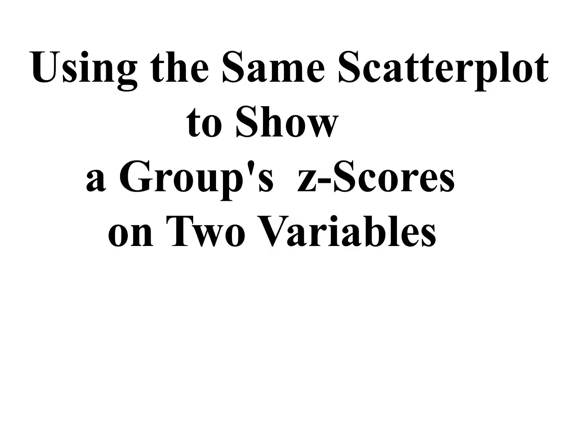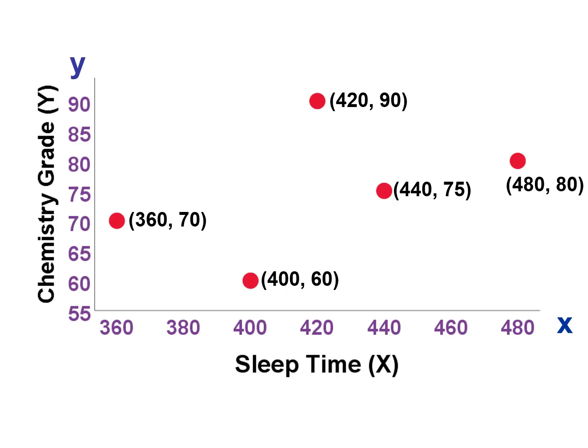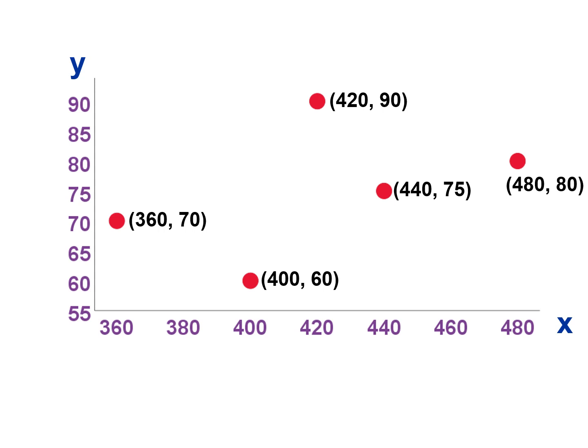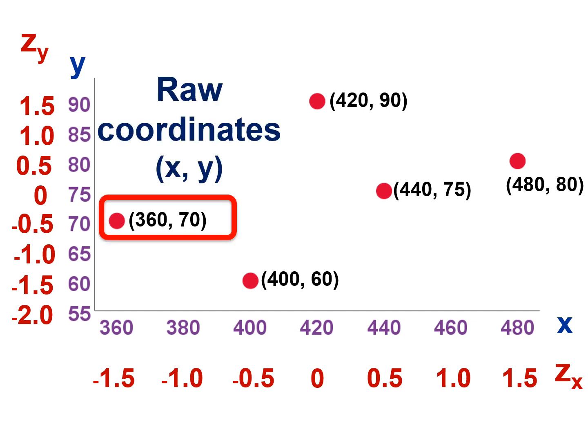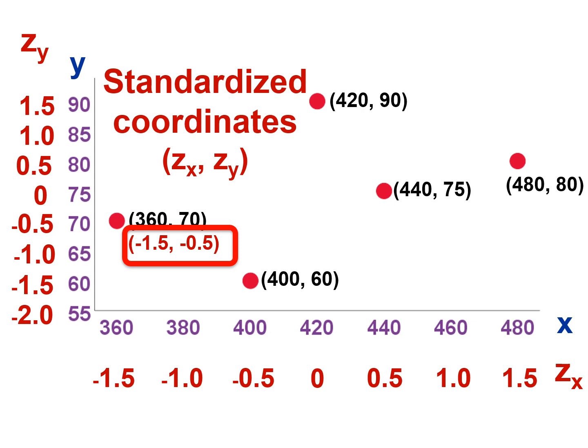During last lecture, we also learned how we can use the same scatter plot to show the group's Z-scores on the two different variables. Here is the same scatter plot. We hide the labels for the two variables so we have more room. And we add scales to show the values of C of X and C of Y. Each point already has raw coordinates that show its X and Y coordinates. For each point, we can add standardized coordinates. The standardized coordinates are Z-scores, the C of X and the C of Y.